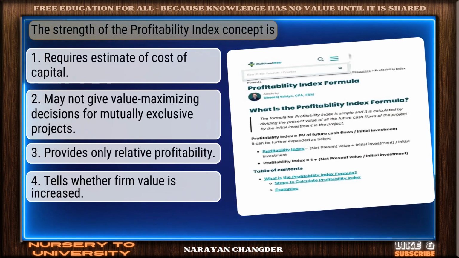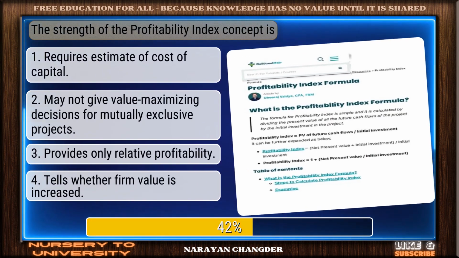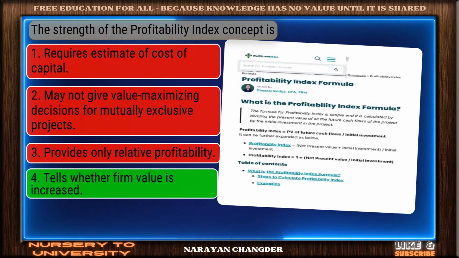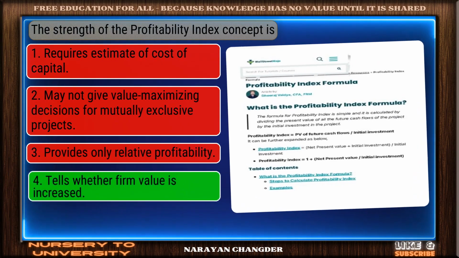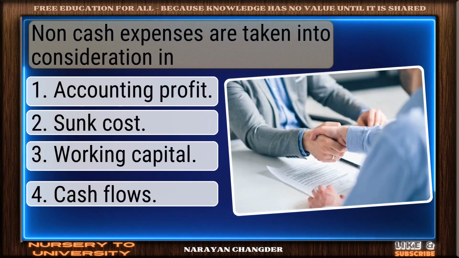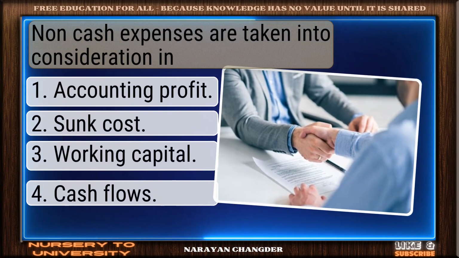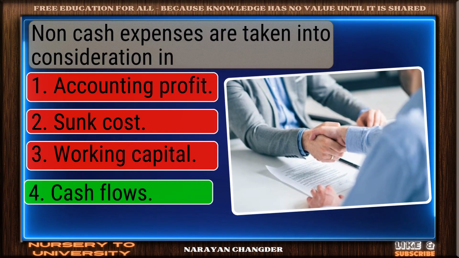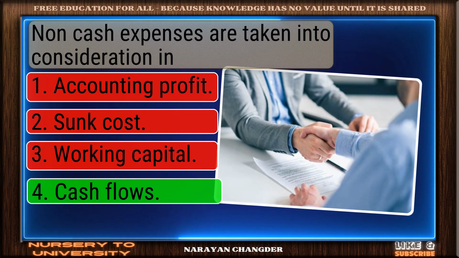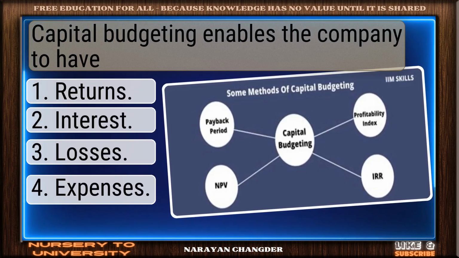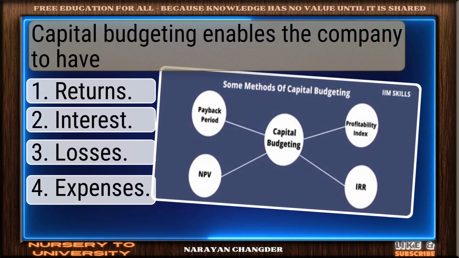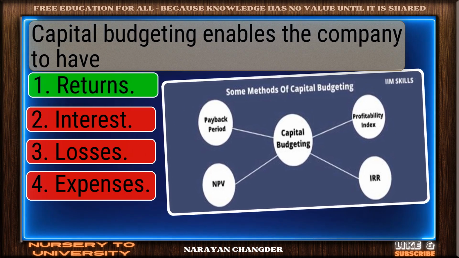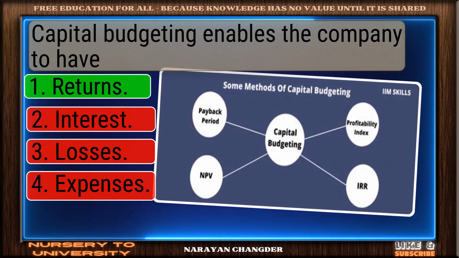The strength of the profitability index concept is. Good job. Your answer tells whether firm value is increased works well here. Non-cash expenses are taken into consideration in. Great thinking. Cash flows is the right choice. Capital budgeting enables the company to have. Good thinking. Returns is the right answer.